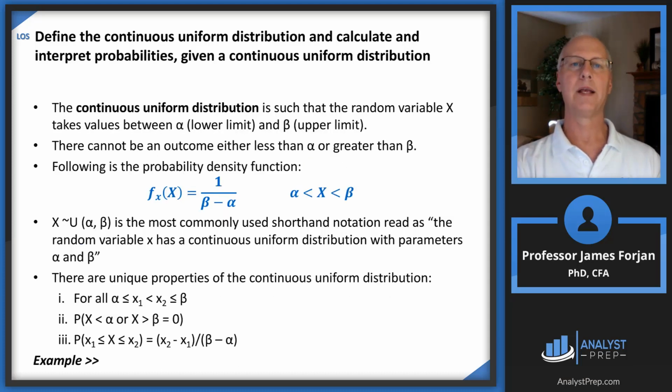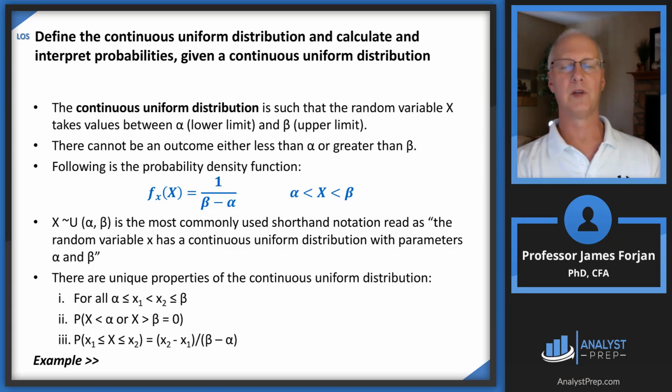Now, how about a continuous uniform distribution? And this is defined as a random variable that takes values between a lower limit, and that's noted as lowercase a or alpha, and an upper limit, and that's noted as the lowercase beta or b.